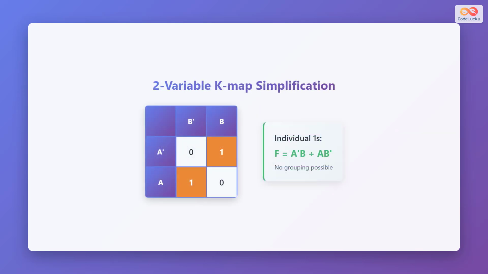Now let's simplify the two-variable K-map we constructed earlier. In this K-map, the ones are not adjacent to each other, so we cannot group them. Therefore, the simplified expression is the same as the original expression: f equals a prime b plus a b prime. This means that the function cannot be simplified further using a K-map. In this particular case, the K-map didn't help simplify the expression, but it's a fundamental concept to understand before moving on to more complex scenarios where K-maps can significantly reduce the complexity of Boolean functions.